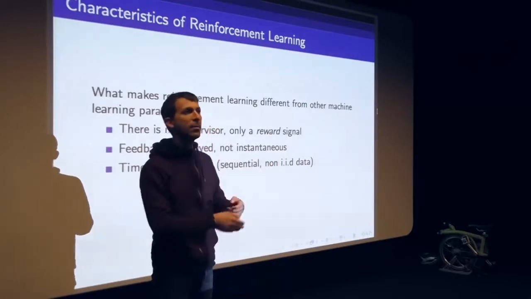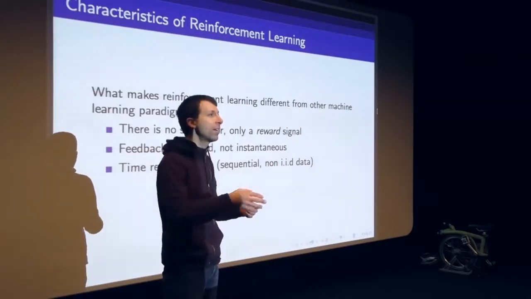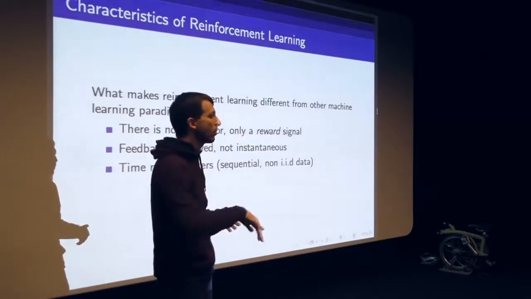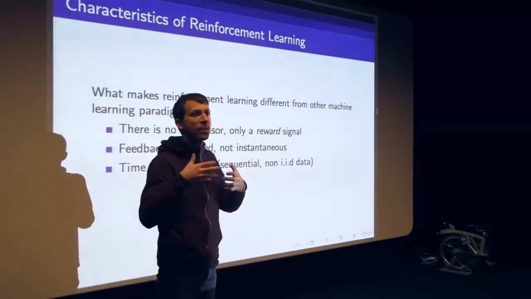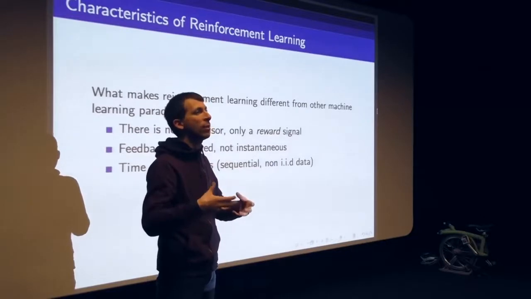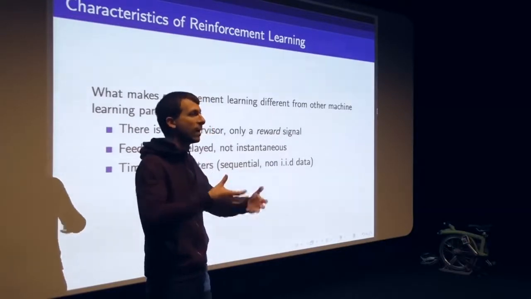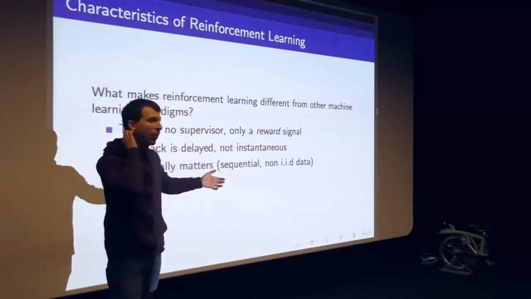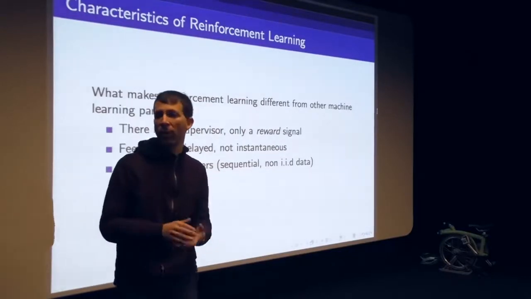Here, we've got a dynamic system. There's an agent moving through a world. Imagine a robot walking through some environment. What that robot sees at one second is going to be very correlated to what it sees at the next second. The IID paradigm that we're familiar with doesn't really apply to RL.